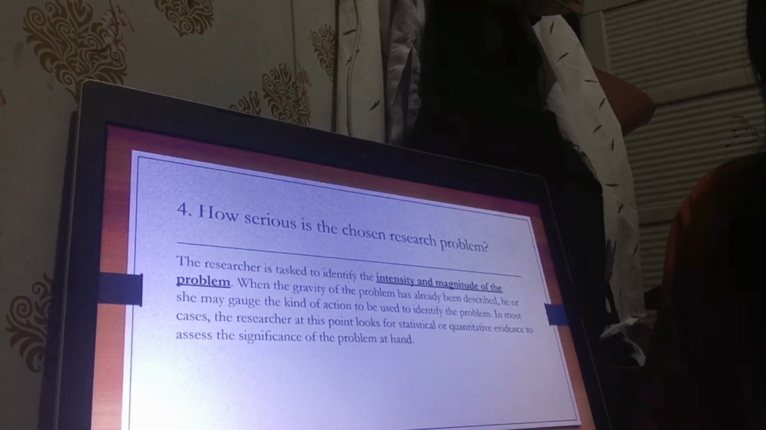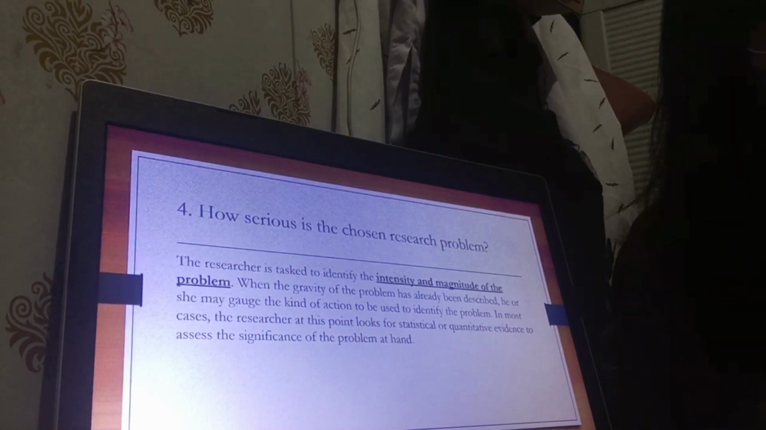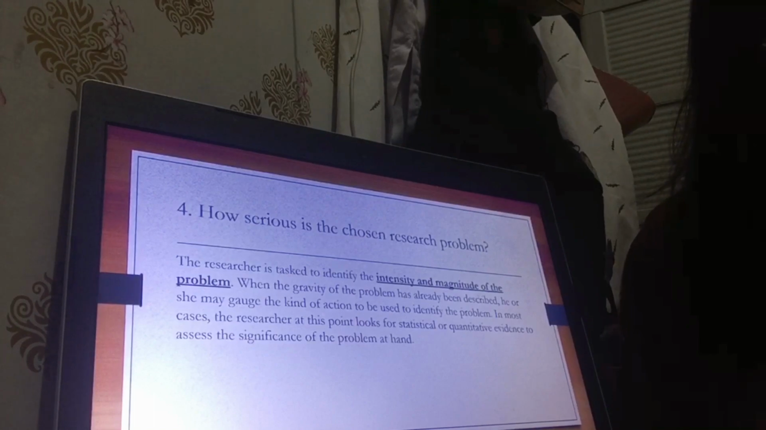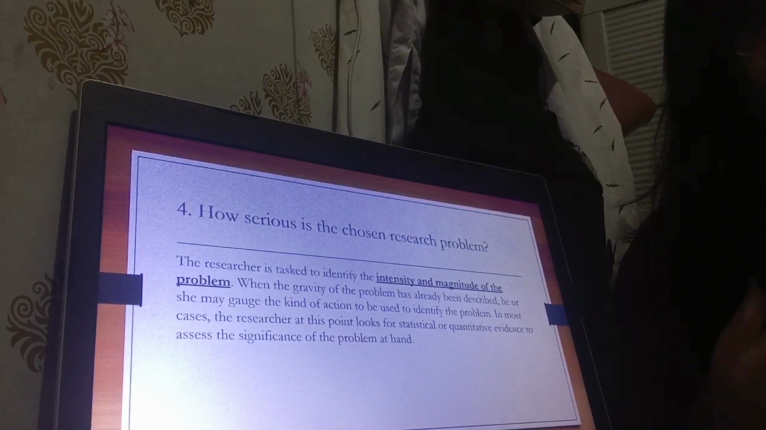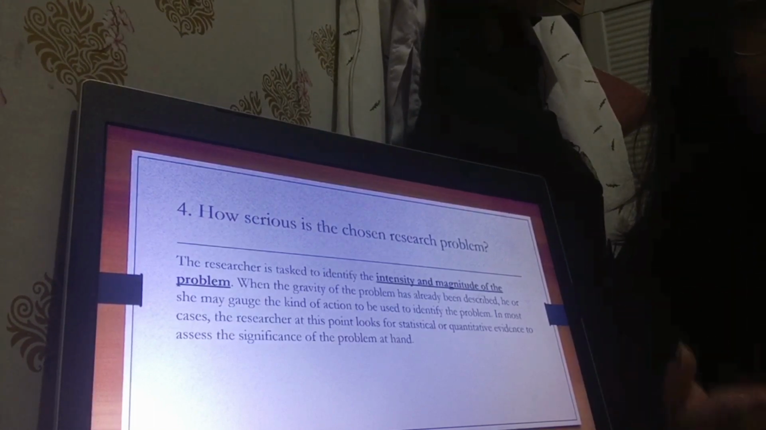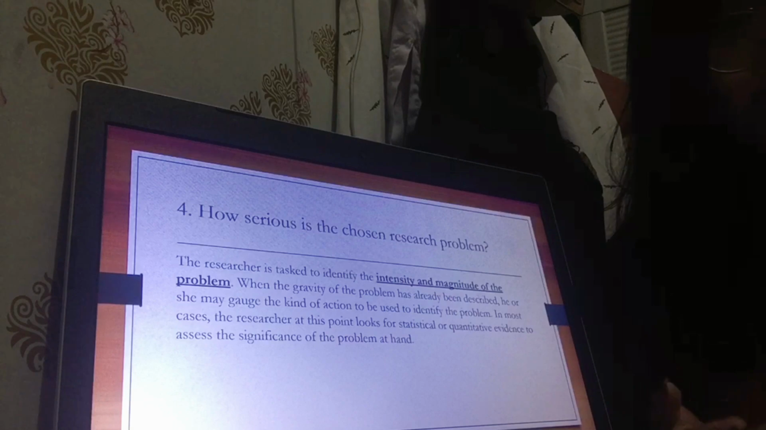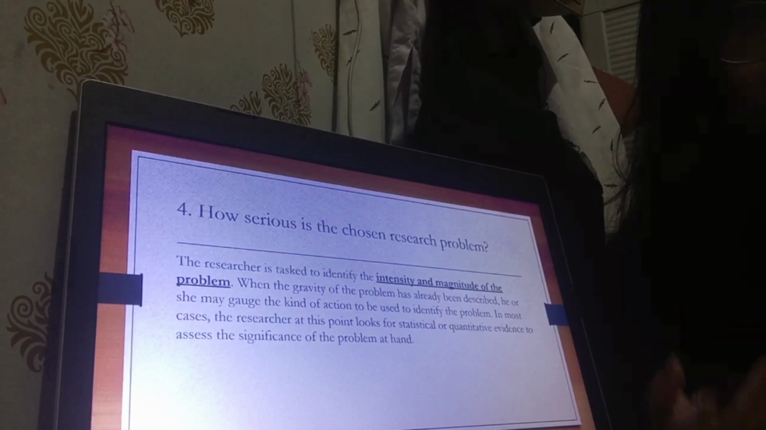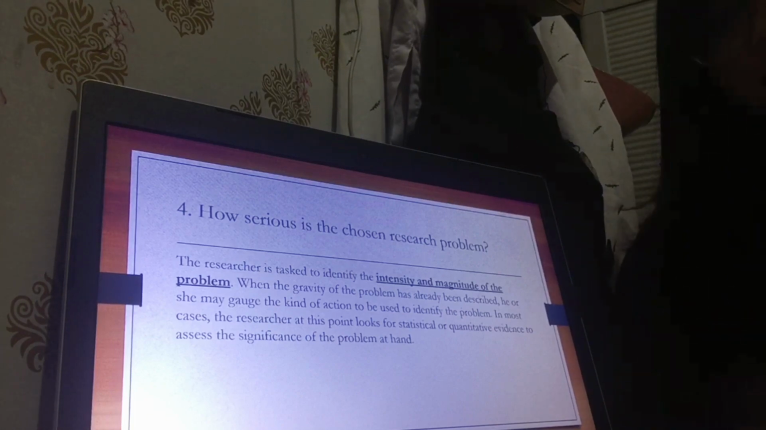How serious is the chosen research problem? So, this one identifies the intensity and magnitude of a problem. It means figuring out how big and serious the problem is. Once you know that, you can decide what to do about it. To do this, researchers often look for numbers and data to help them understand how important the problem is.